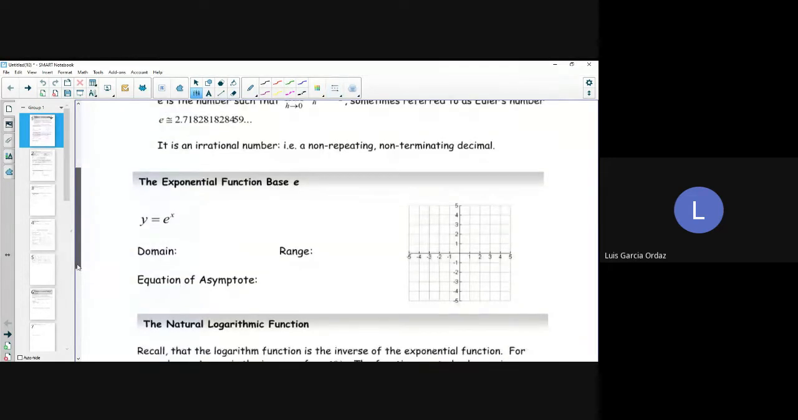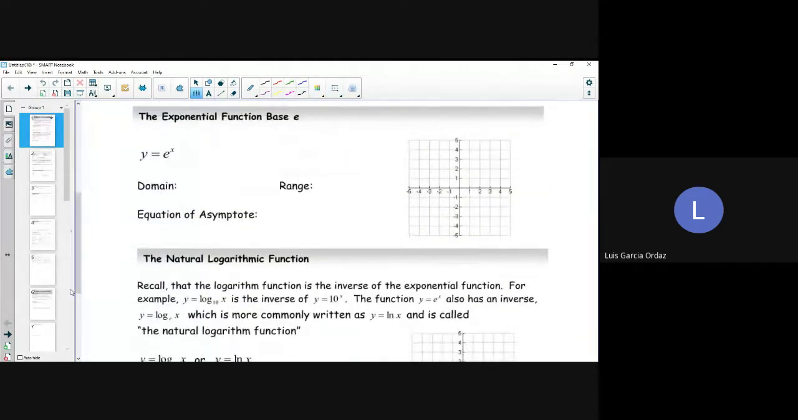So let's look at the exponential function base e. So we have y is equal to e to the x. The way this works is my domain. You may have never seen this before, which is fine. My domain is x an element of all real numbers, and my range is y an element of real numbers such that y is greater than 0.